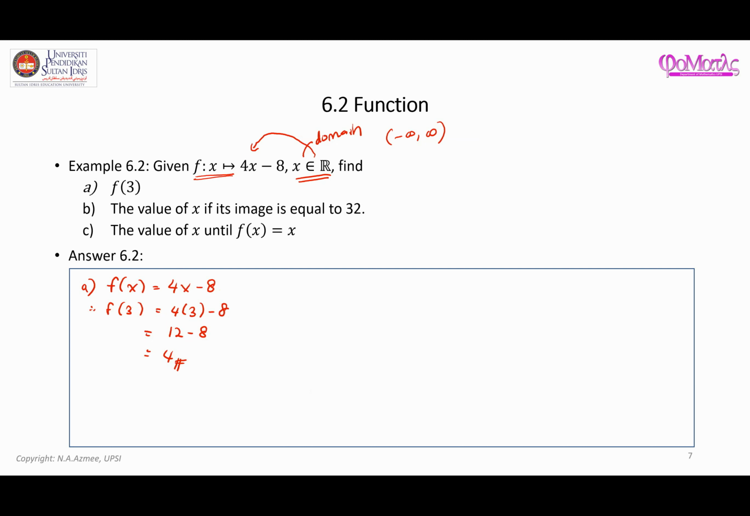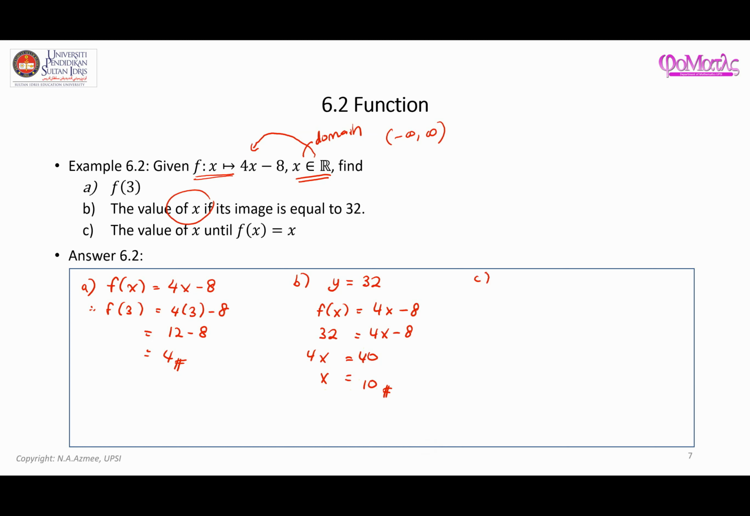So this is a simple example just to illustrate how you substitute the value of x into a function. Next, find the value of x if its image is equal to 32. So the image y is equal to 32, and y is actually f(x). So f(x) is 4x minus 8. We substitute 32, because 32 is the image, so 32 is equal to 4x minus 8. You want to know the value of x. 4x is equal to 40. x must be equal to 10.